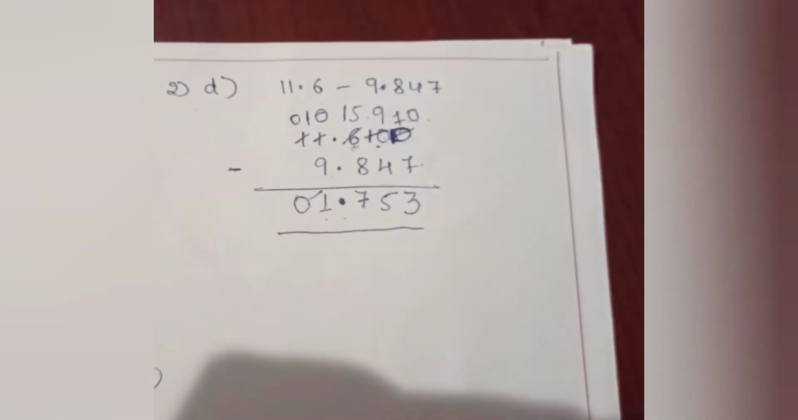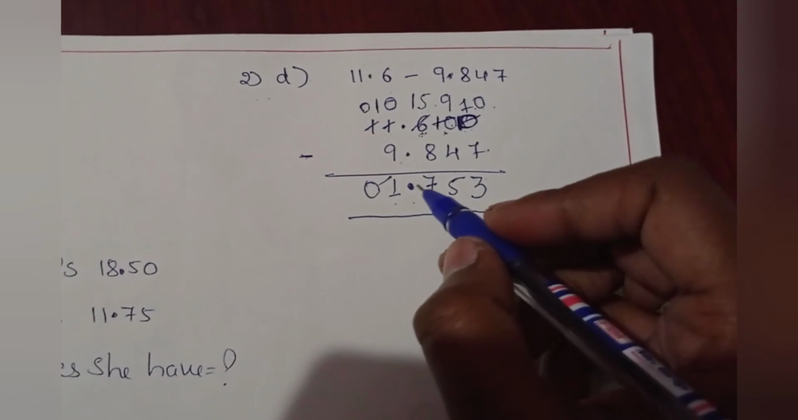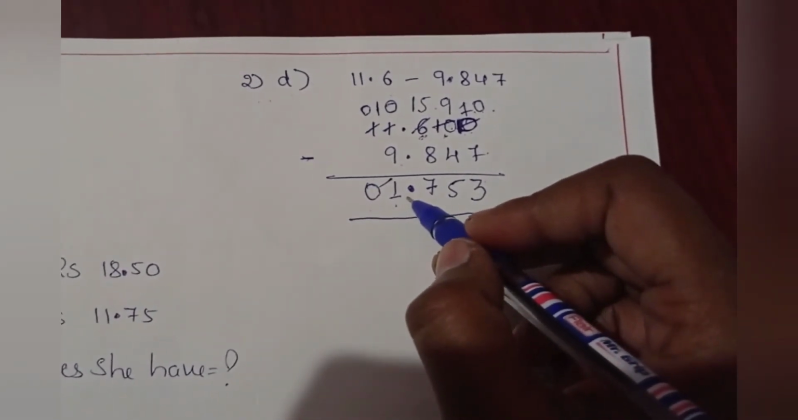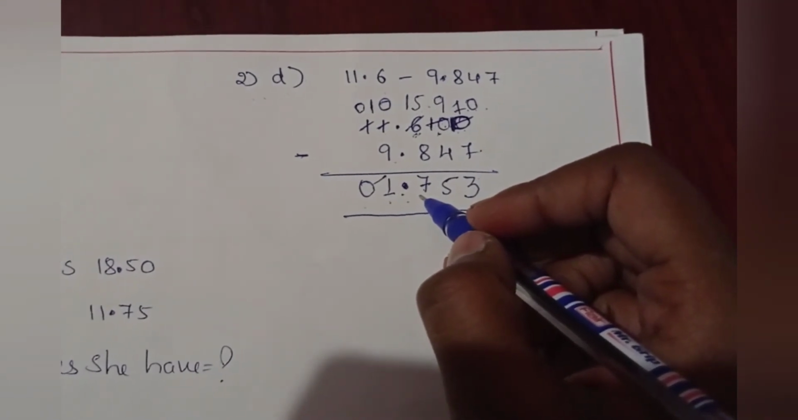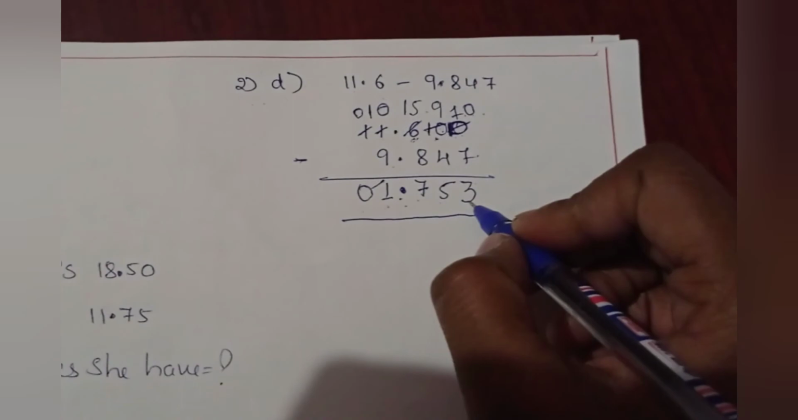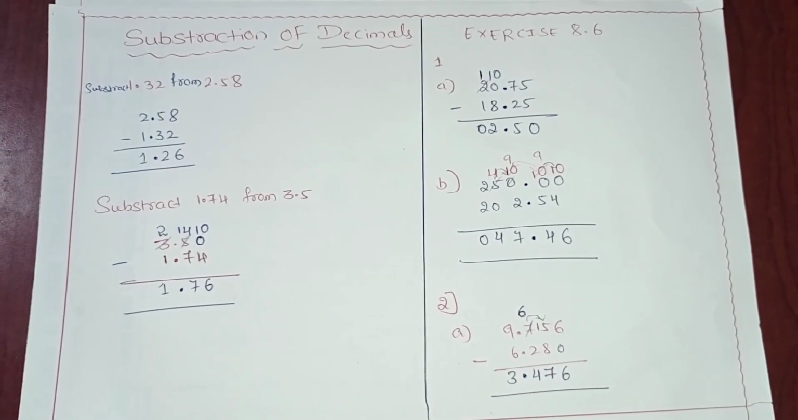1.753. Now let's read the place values. Ones, tens, decimal point, tenth, hundredth, thousandth. Okay. We will solve verbal problems in the next class.